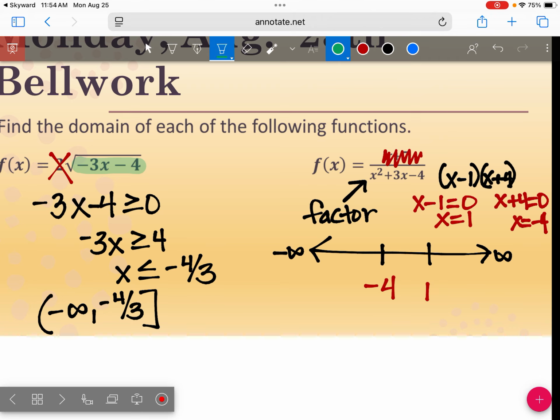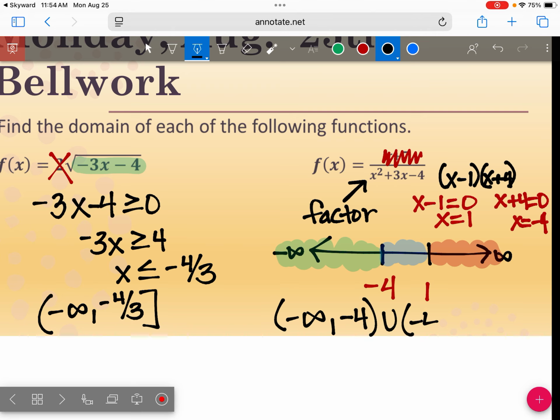So when you're stating your domain, this is your first piece, this is the middle, and this is the end. It's like we're taking that line and breaking it into 3 pieces. So that would be negative infinity to negative 4 union, negative 4 to 1 union, 1 to infinity.